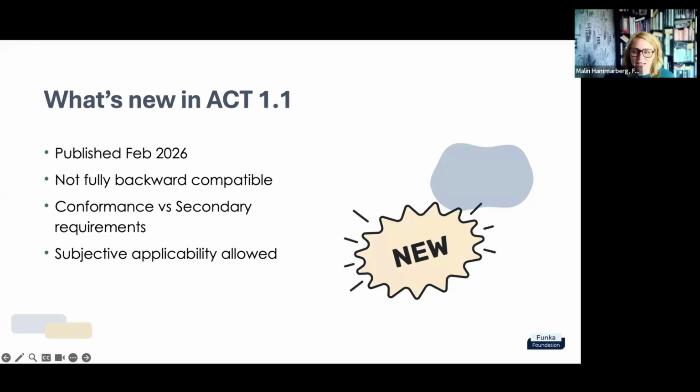Another important change in ACT is that it now allows what is called subjective applicability. This means that human judgment can be used to decide whether a rule is applicable in a specific situation, instead of relying on what a tool can measure automatically. This is important for things like descriptive headings or meaningful labels where interpretation is needed. And it might be possible to create more rules for those human judgment criteria in WCAG in the future.